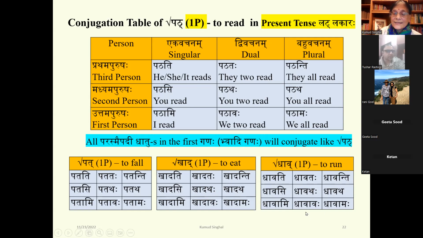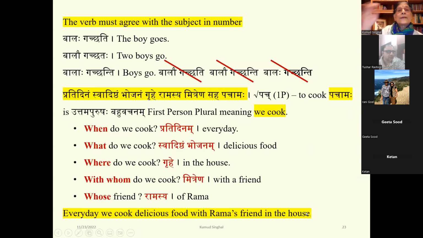So now the last slide here. The verb must agree with the subject in number. This is very, very important. So for example, in the sentence, the boy goes. The boy is singular, it is ekavachana. So the verb has to be singular, and so this will be in the third person singular. Balah gachati. Two boys go. Here the subject is dual.